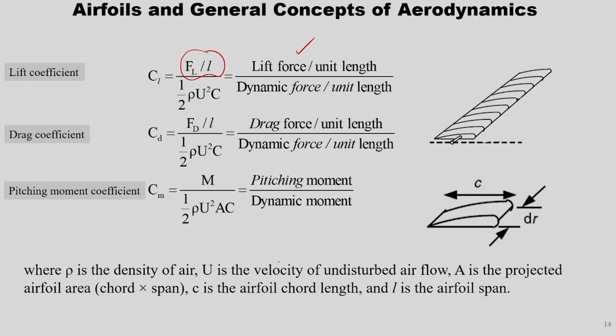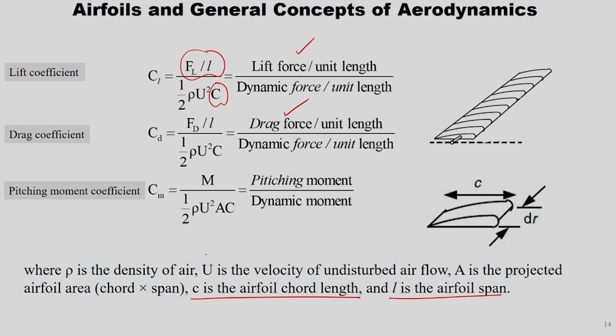So, CL is nothing but lift force per unit length divided by dynamic force per unit length. Here the A is replaced with C. C is nothing but airfoil chord length, L is nothing but airfoil span. Span I also defined, what is span in the airfoil terminology. And drag coefficient is Fd upon L, which is nothing but drag force per unit length divided by rho u square C. Again C is nothing but airfoil chord length.